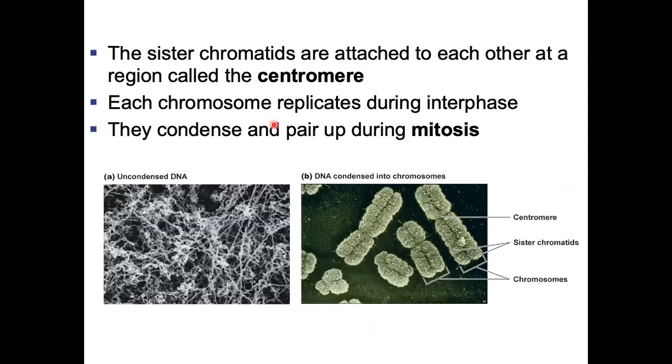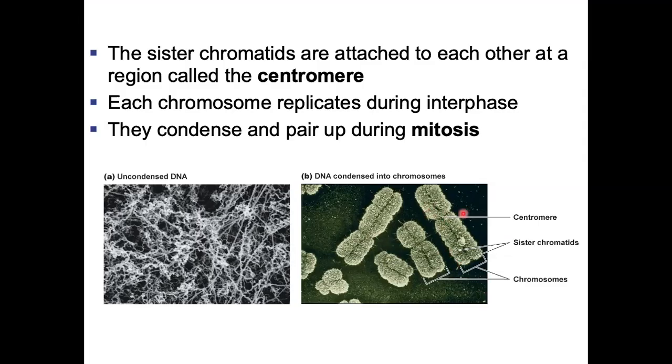Okay, so the sister chromatids are attached to each other at a region called the centromere. If you look at picture B, here are chromosomes, right? And they are condensed, so they are getting ready to go through mitosis. The centromere where they're attached is right in the middle. It's that middle region, okay?